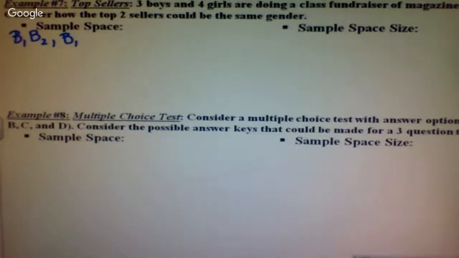Who else can I pair with boy 1? Boy 3. What else can I pair together? I did 1 and 2, 1 and 3. 2 and 3.